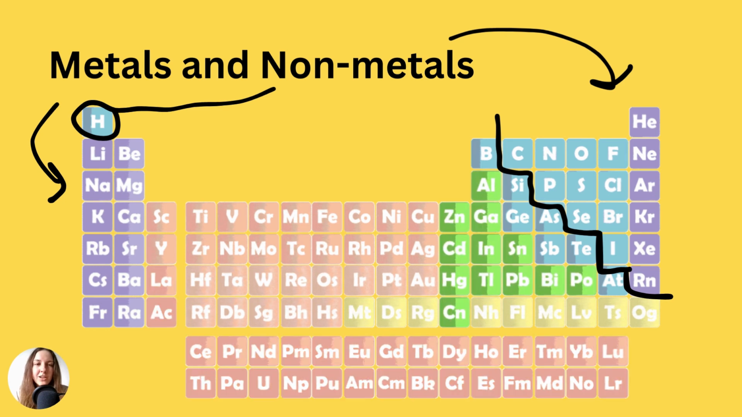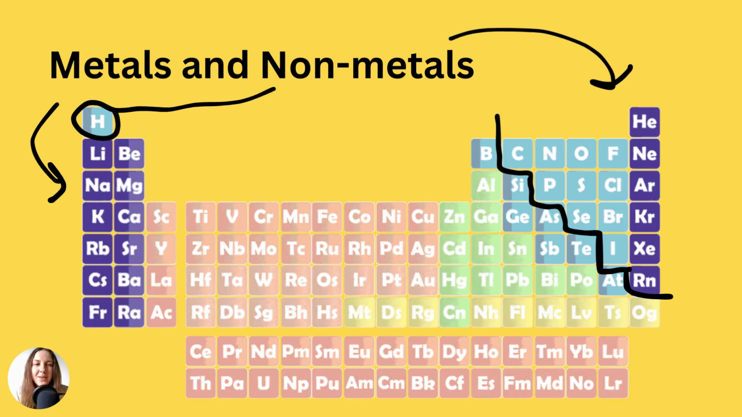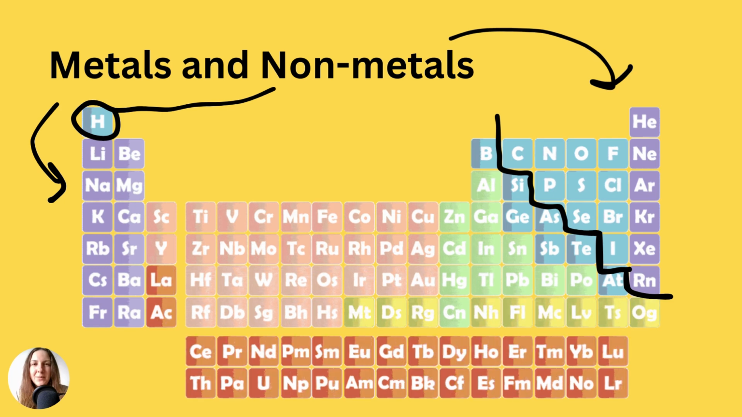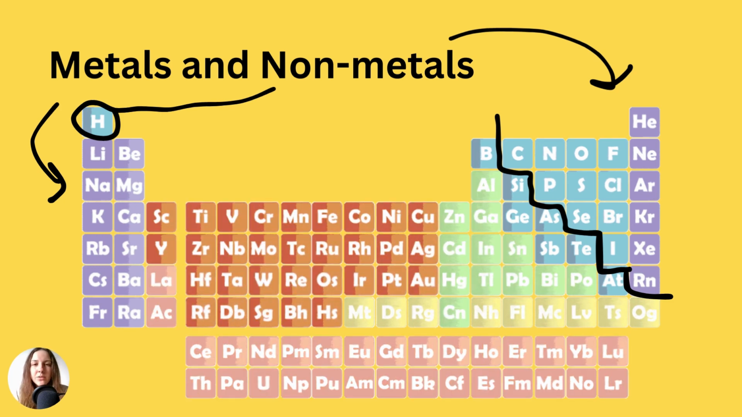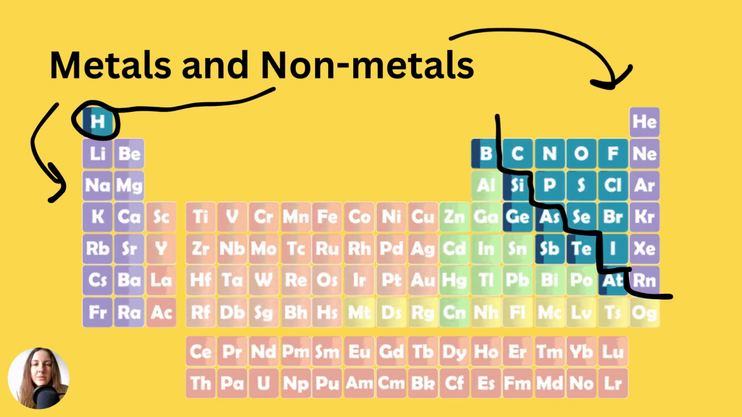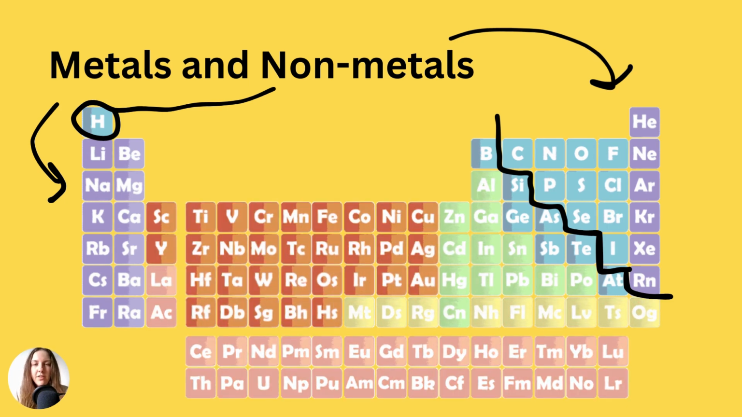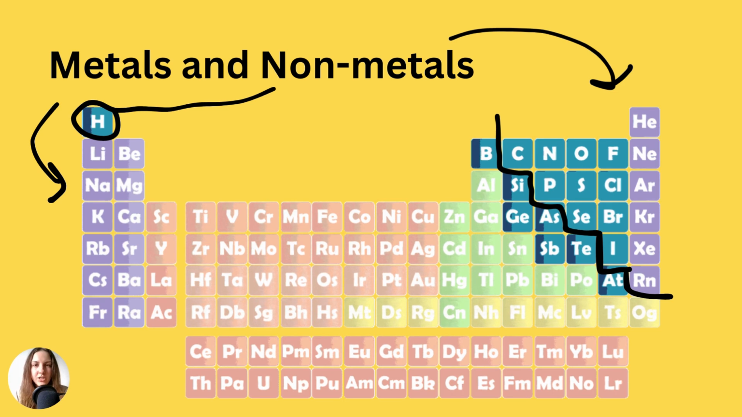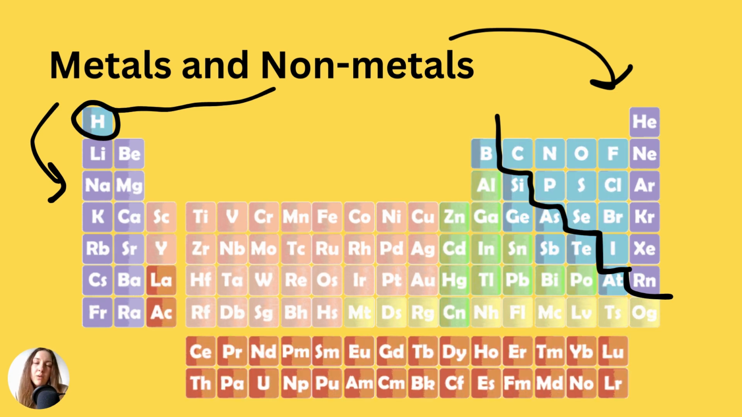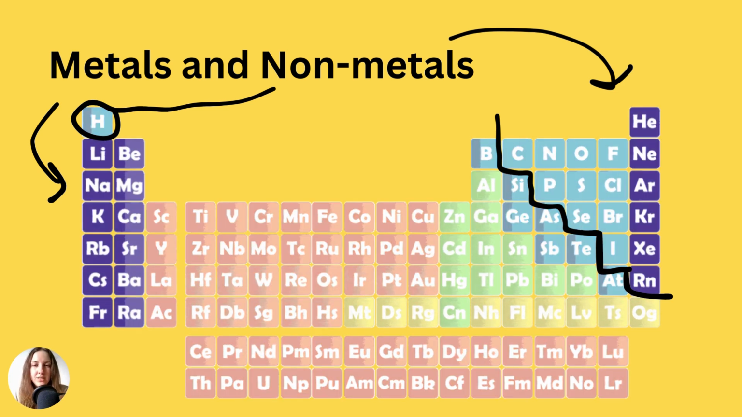So hydrogen is on the left-hand side on this diagram here. Hydrogen sometimes is just floating around in the middle as well, but it is a non-metal. And it's the same with all of the elements on the right-hand side, where the staircase is. So you've got things like carbon, nitrogen, oxygen, chlorine. These are some of the more common ones you'll use at GCSE.